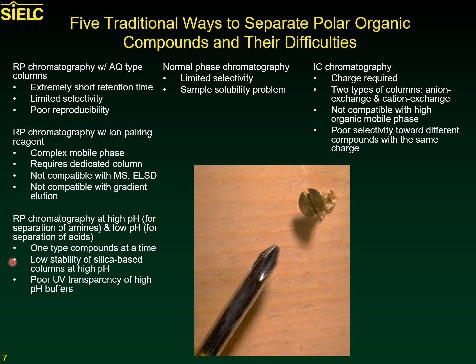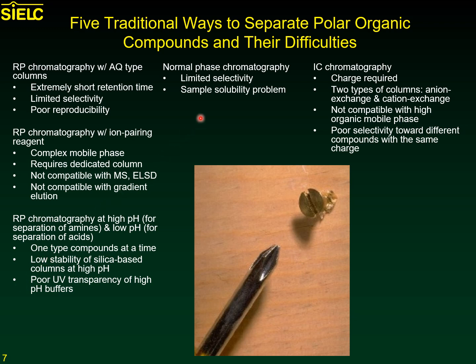If one were to do high pH or low pH reverse phase chromatography, wherein one would use high pH for separation of amines or low pH for separation of acids, this approach is limited in that one would only be able to elute one type of compound at a time. Silica-based columns have notably low stability at high pHs and are prone to degradation under those conditions. And there's the potential for poor UV transparency when one is using high pH buffers.